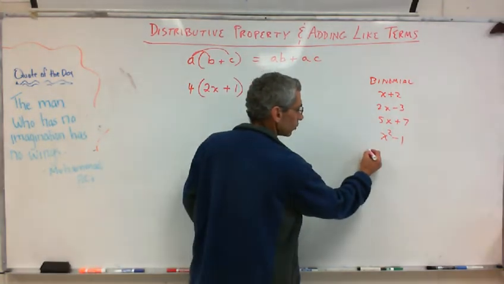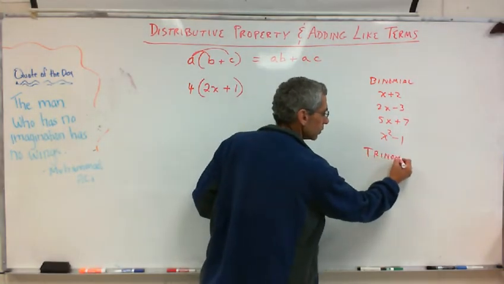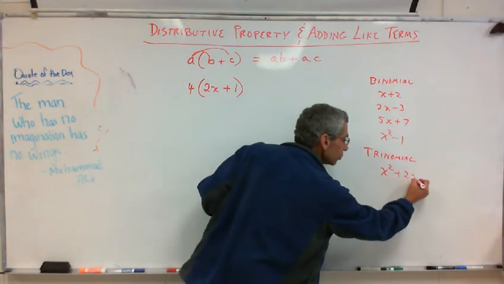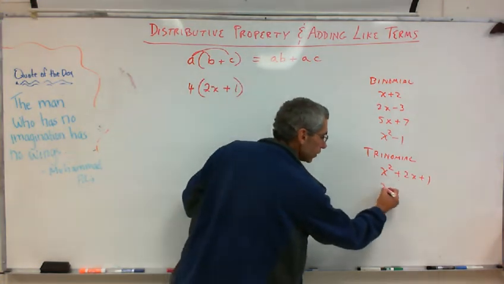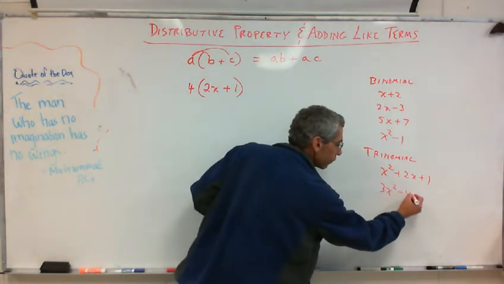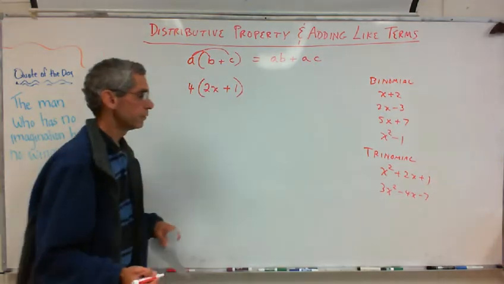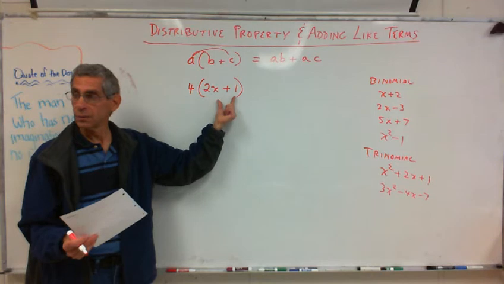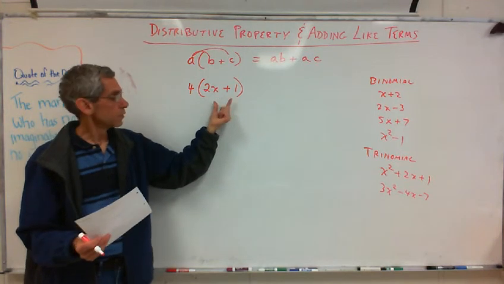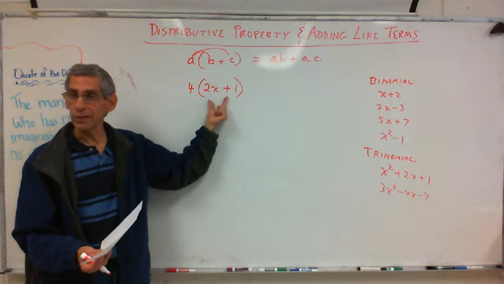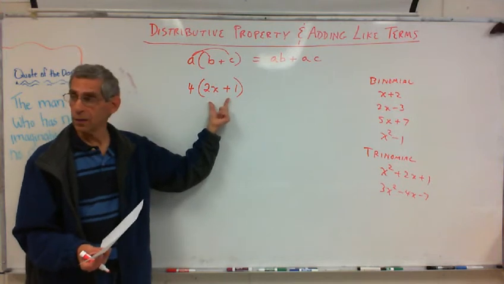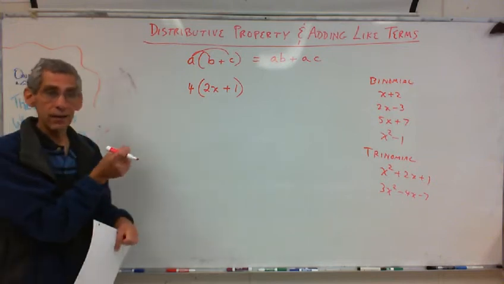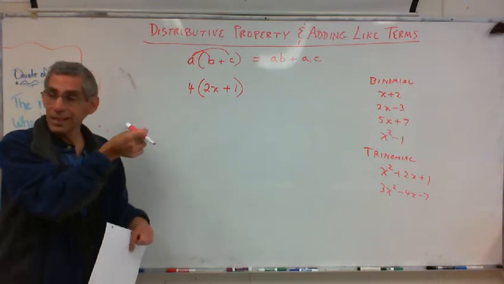Sometimes you actually are multiplying times a trinomial. What do you think that would be? 3 terms. So it might be something like this: x squared plus 2x plus 1, right? Or 3x squared minus 4x minus 7, right? So either a binomial or a trinomial could be inside the parentheses, right? And there's usually something outside of the parentheses, and I have to distribute it. I have to multiply it times each thing inside.